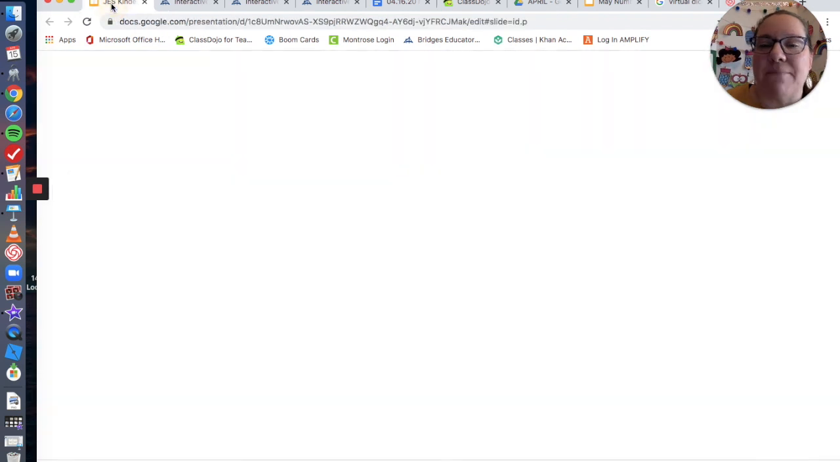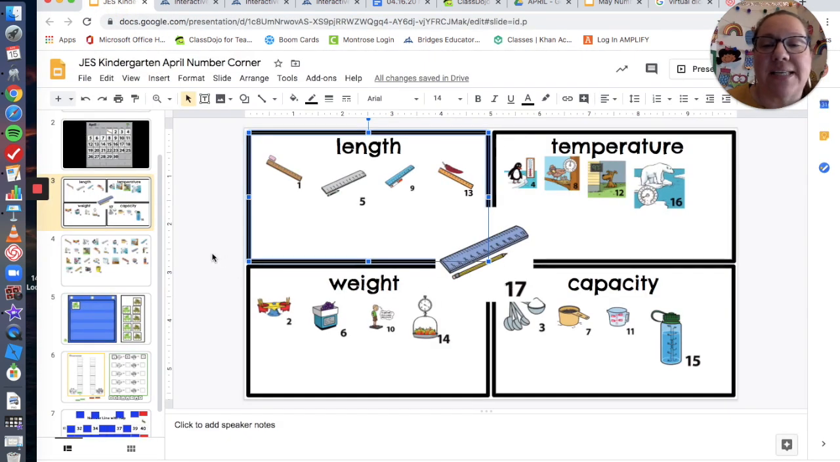Oh, looks like something familiar. Miss Morris has it right here in the middle. What kind of tool is that? Do you remember the name? Ruler. It's a ruler. So let's see if you can remember.